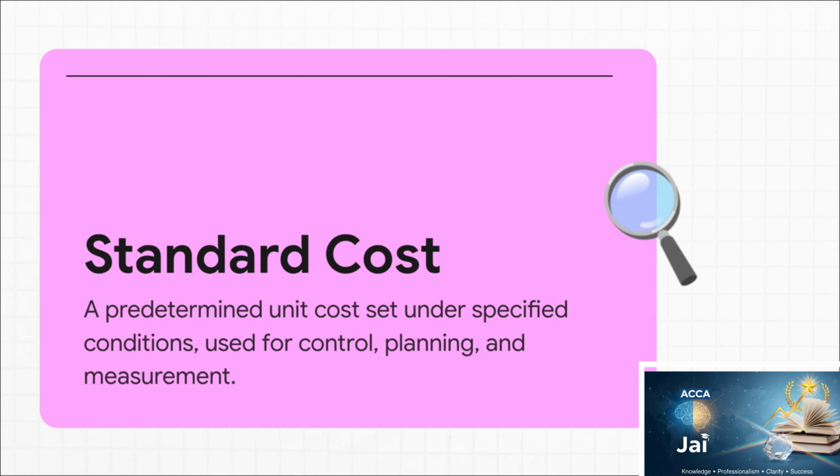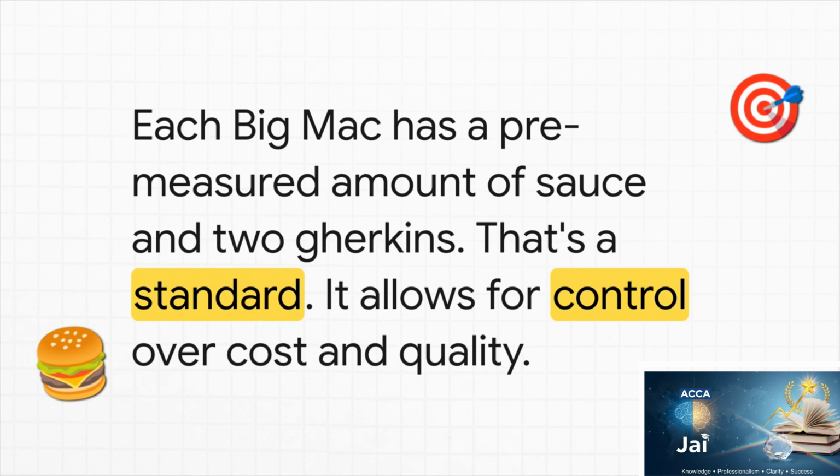costs in check. You want to know a perfect real-world example of this? Just think about McDonald's. Every single Big Mac has a very precise, pre-measured amount of sauce and exactly 2 pickles. Not 1, not 3, but 2. That is a standard in action. It's what lets a global giant control both their costs and their quality with just incredible precision.